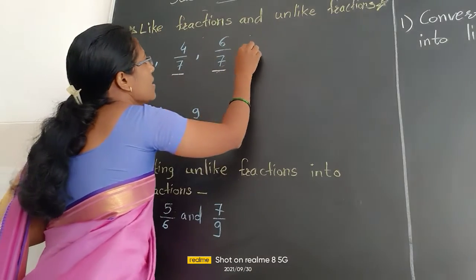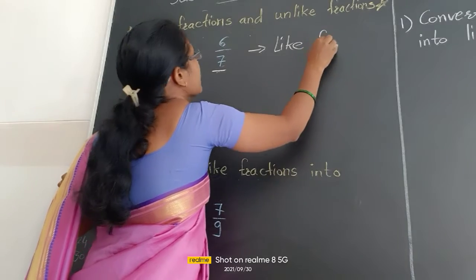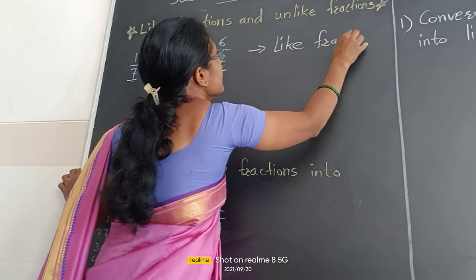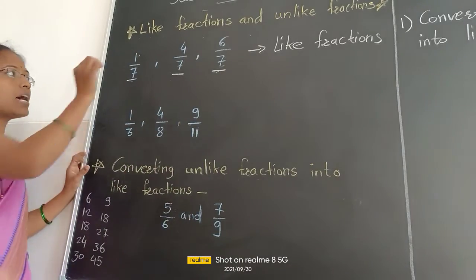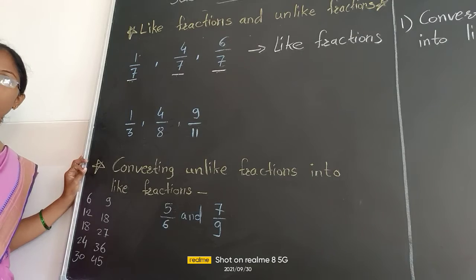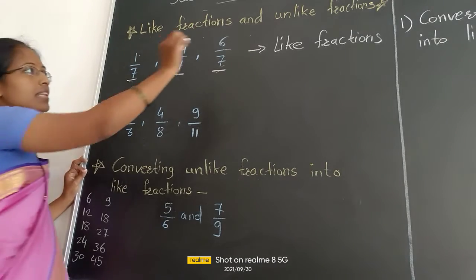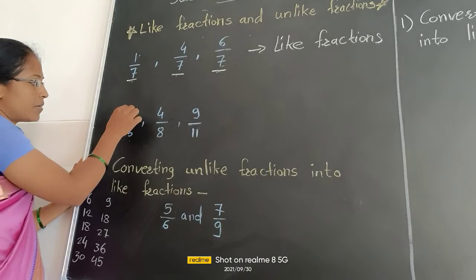It's called a like fraction. Here, fractions having the same denominator are called like fractions. Clear? Now, see these fractions.